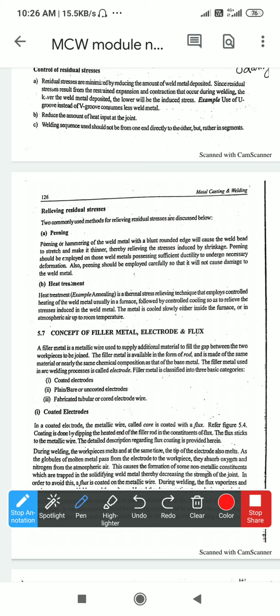Now next, the second method for removing the residual stresses is heat treatment. A heat treatment example is annealing. Annealing is nothing but thermal stress being given. Whatever workpiece has, after welding, undergone some residual stress effect, that is a distortion or any other effects, is heated. Once heat is given, then after the heating, the property of that particular material changes, and due to this the stresses come out of that component.